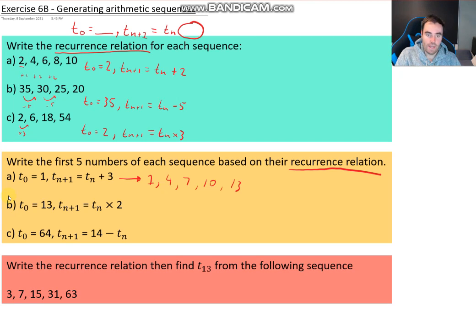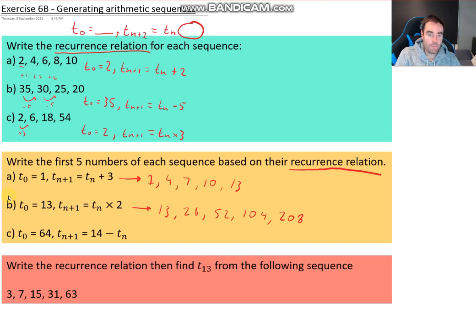T0 is 13. The starting term is 13. The next term is the same as the current term, times 2. So we've got here 13, 26, 52, 104, 208. All right, so you can see there, it just keeps doubling. All right, nice and simple.